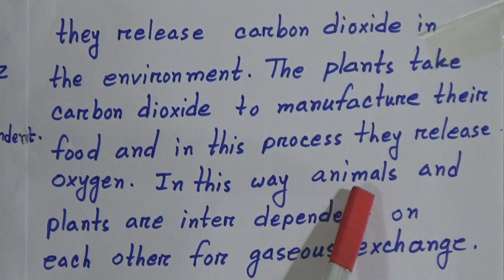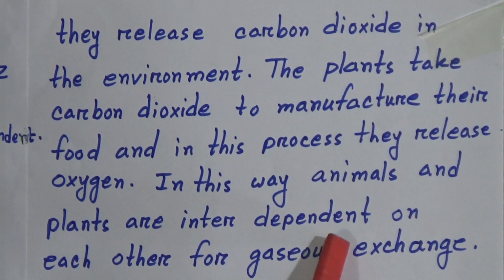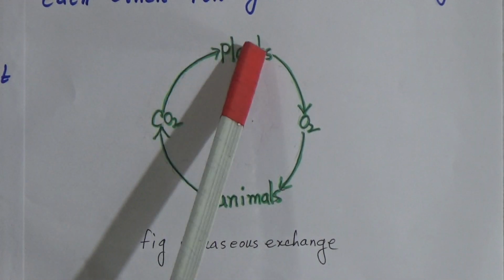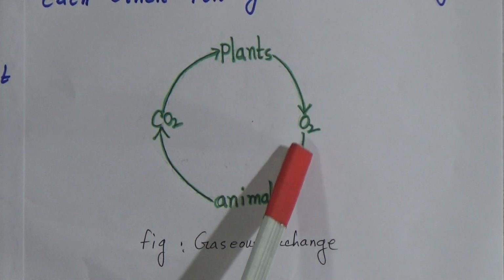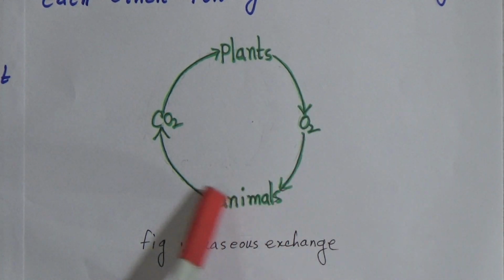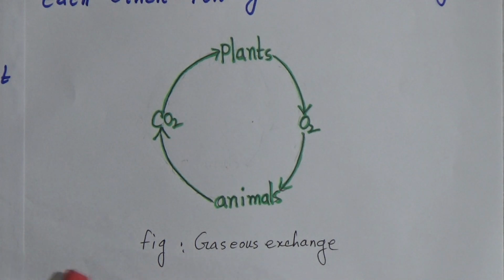In this way, animals and plants are interdependent on each other for gaseous exchange. And here is a figure of gaseous exchange. That means plant take carbon dioxide and release oxygen, and animal take oxygen and release carbon dioxide here. So dear students, I have finished my today's topic.